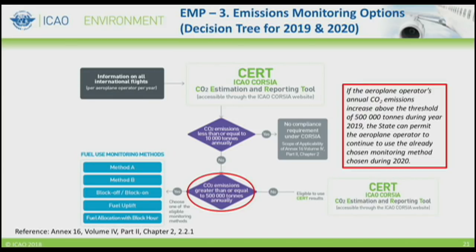The SARPs, the Annex 16, Volume 4, include provisions for this kind of case. So if there are changes to the level of CO2 emissions from the operator, for example, there's a possibility for the operator to continue using the CERT in 2020 if its emissions go beyond the threshold of 500,000 tons in that year, although the emissions have been below the threshold in 2019. So the drafters of the SARPs have really thought through all the possible scenarios in cases of either decrease or increase of the emissions and what kind of consequences these changes have for the monitoring methods for a particular airline.